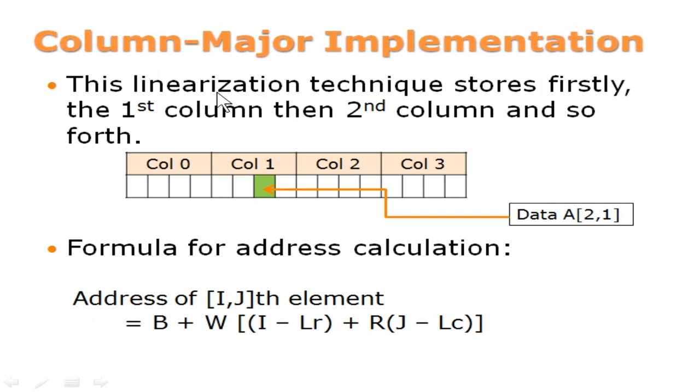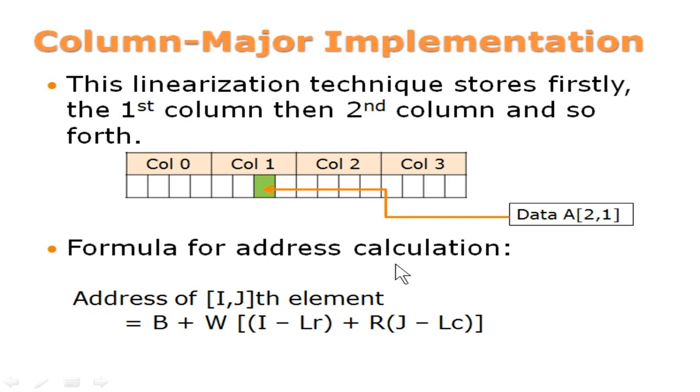The same way you can also find the column major implementation. This linearization technique stores firstly the first column, then second column and so on. So when you store the element, you will go column wise. So column 0, column 1, column 2, it goes on like that. So you can see the data is located, 2, 1 is located here, okay, which has been marked here.